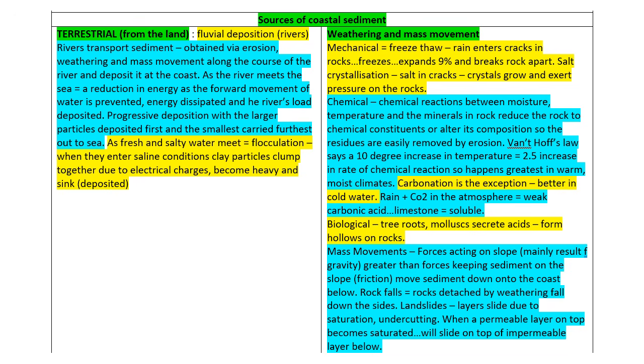Then you've got biological weathering. This is where tree roots start to break apart the rocks. Mollusks excrete acids, which forms little hollows on the rocks. Then mass movements. This is where you have a large amount of material flowing down the slope at once, a landslide or a landslip. And this is where you've got forces acting on the slope that are greater than the forces keeping the sediment on the slope.